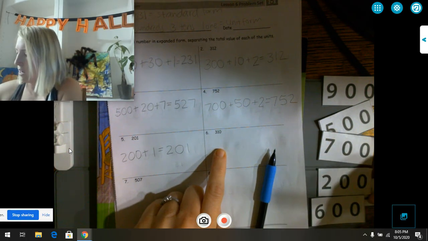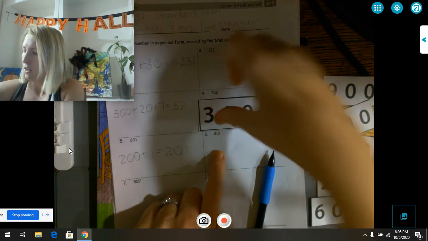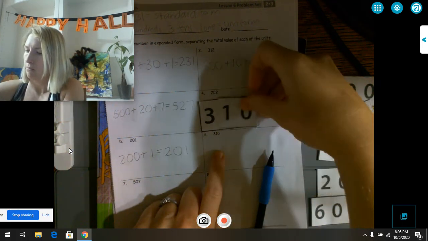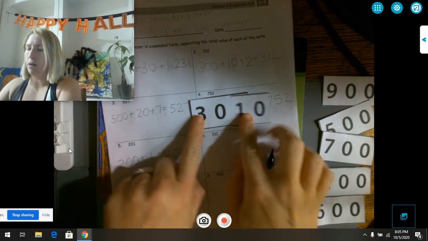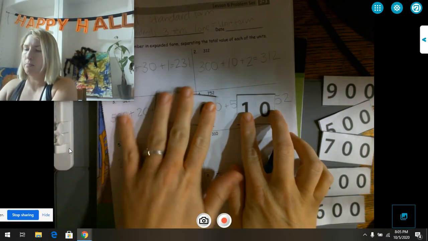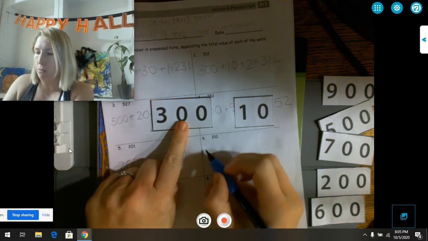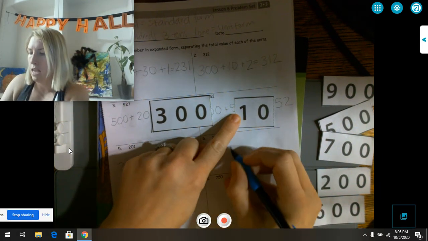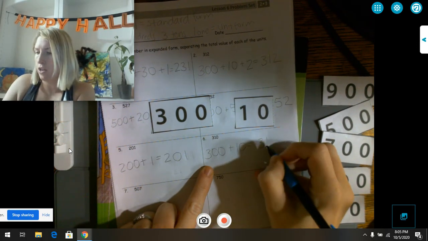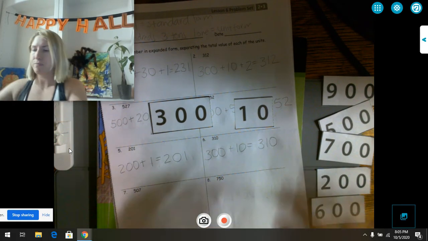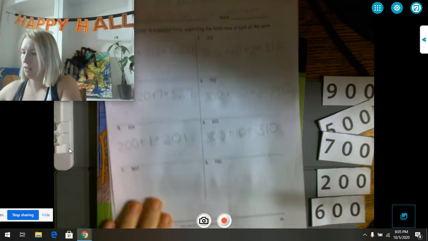All right, next we have 310. Go ahead and find your 300 and your 10. Okay, 310, it matches the number. I'm going to pull it out to find out what my expanded form is. And I have 300 plus 10 equals 310. All right, only 2 more here on the front.